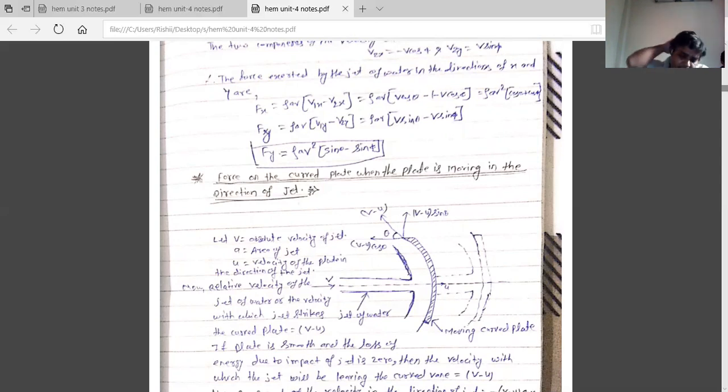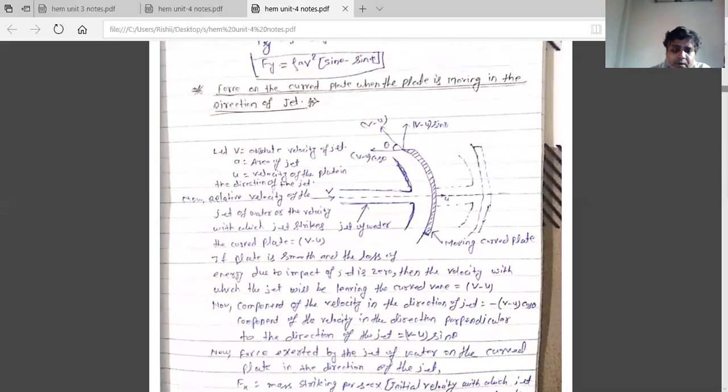In this case, in the direction of the plate, the jet will be chasing it. So here v minus u is the actual velocity. Now, if the plate is smooth and loss of energy due to impact of the jet is zero, then the velocity with which the jet will be leaving the curve is also v minus u. Now the component of velocity in the direction of the jet is minus (v minus u) cos theta. The component of velocity in the direction perpendicular to the jet is positive (v minus u) sin theta.